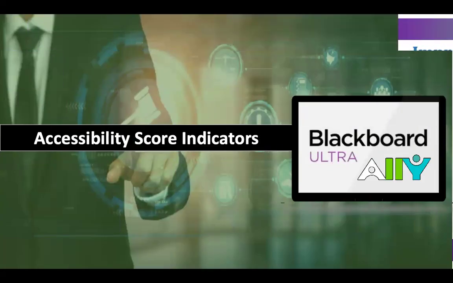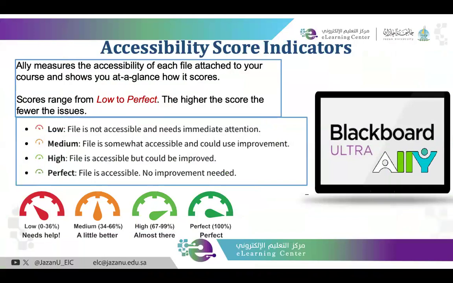Now the point is the accessibility score. Let's get to know that accessibility score indicator. What does it mean and how does it work for the instructor? Okay, accessibility score indicators are basically giving you an opportunity to know about your content. For example, as an educator, you just upload your content and there is an LA option, and it will give you one indicator under your content file, where LA measures the accessibility of each file attached to your course and shows you at a glance how it scores.